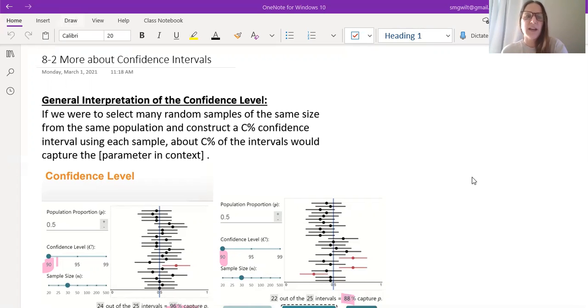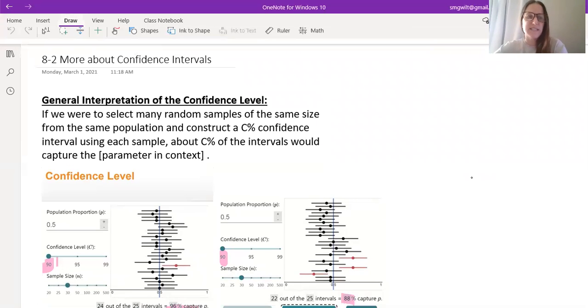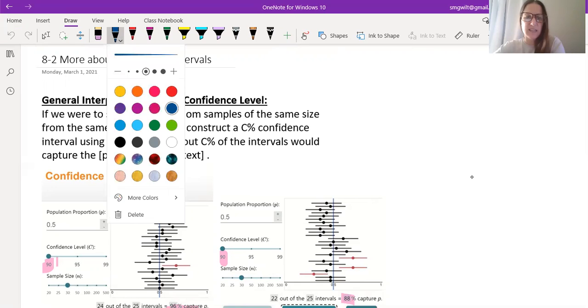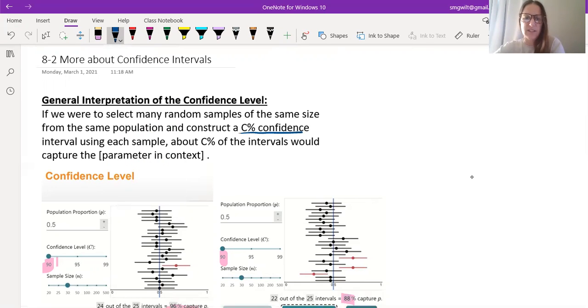Remember that we're whatever percent confident, right? So this number is C because it can be whatever your confidence level is. That means that C%, the same percent of the intervals, will actually capture the parameter in context. And they give you a manipulation to show how that works.